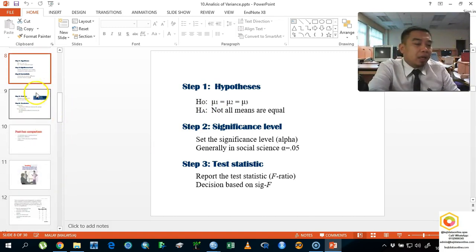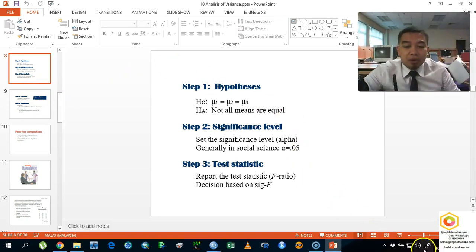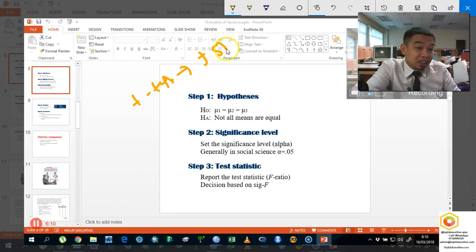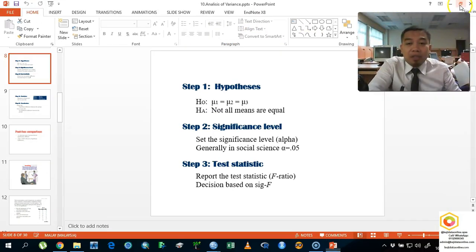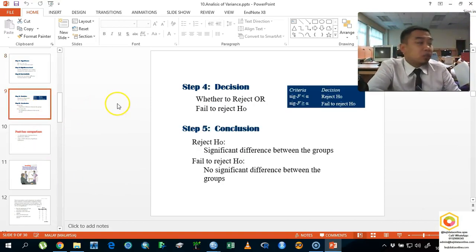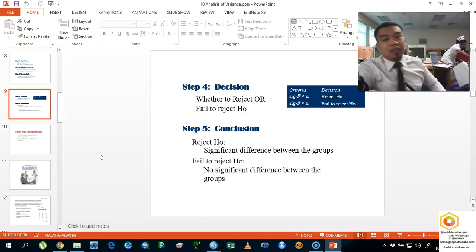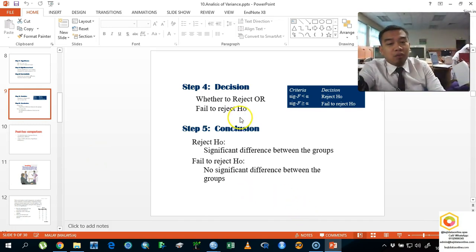And then we set the alpha, and then we report the F ratio, the F statistic. During your study in the t-test, we are reporting what? The T statistic. So for ANOVA, we are reporting the F statistic. That is the difference between the t-test and the F-test. So if you read inside a journal, they put the F-test, that means ANOVA. Very good, ladies and gentlemen. So this is the fourth step, and then the final step is as follows.